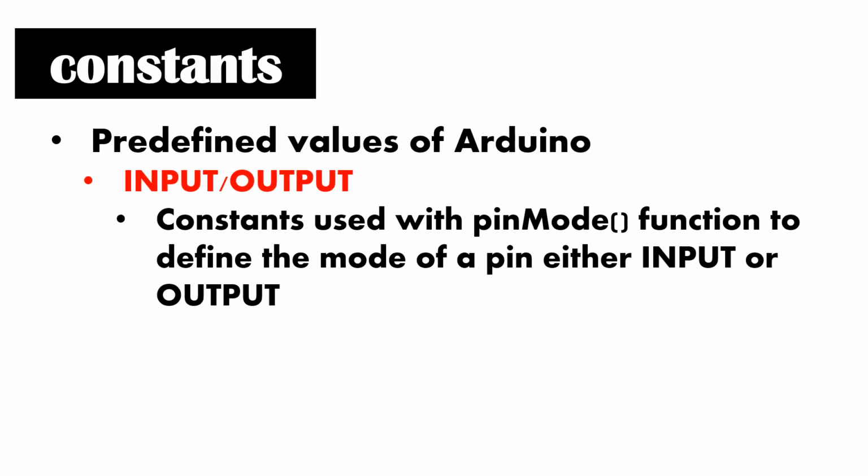Another constant na ginagamit natin or ginamit natin in the past is input and output constant. Ginamit natin to with pin mode function. So it is used to define if the pin will either be an input or an output. Input in a sense na yung connected component sa kanya ay magsesend ng signal papunta sa Arduino. Then output naman kasi it will execute a signal coming from the Arduino.